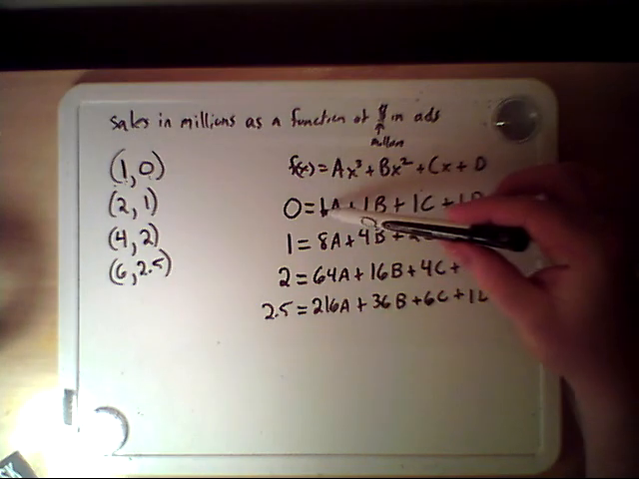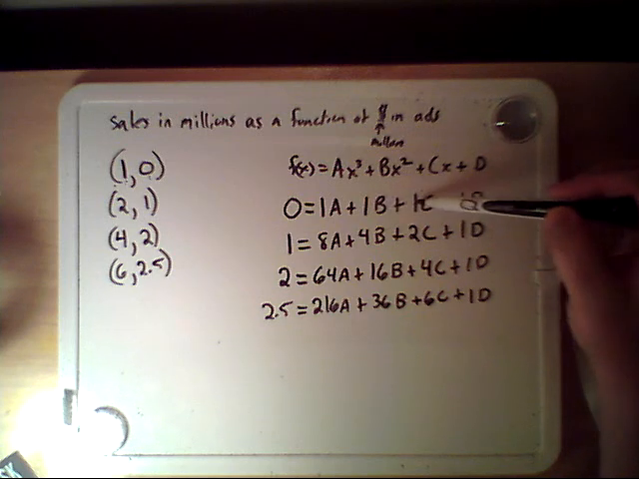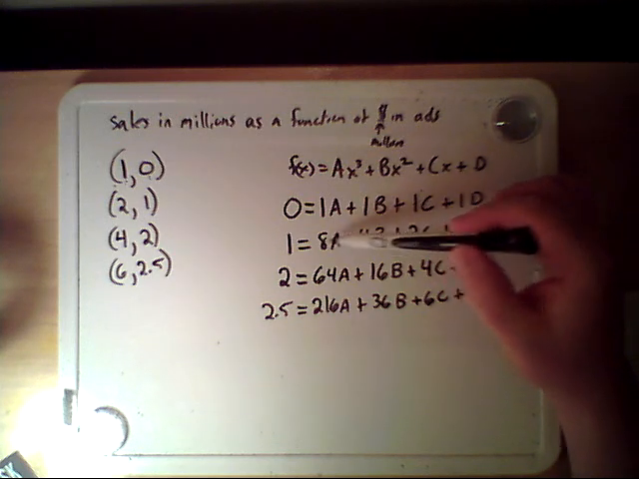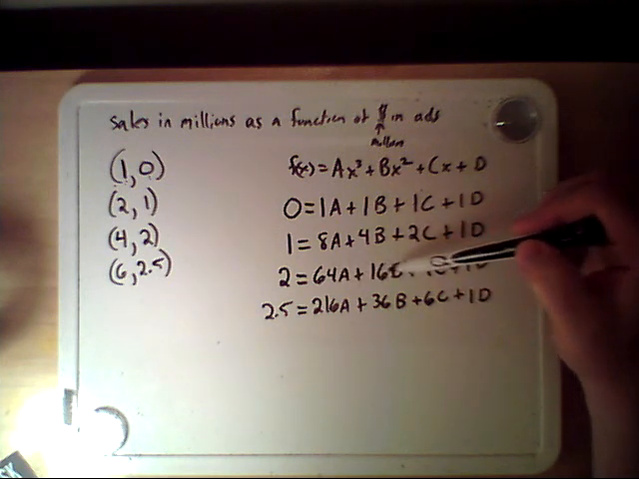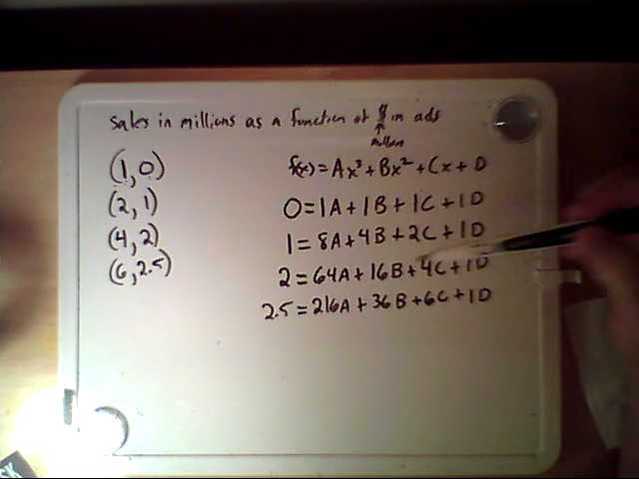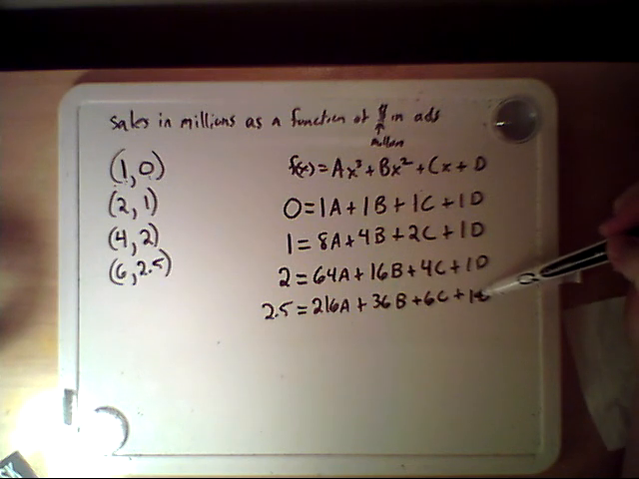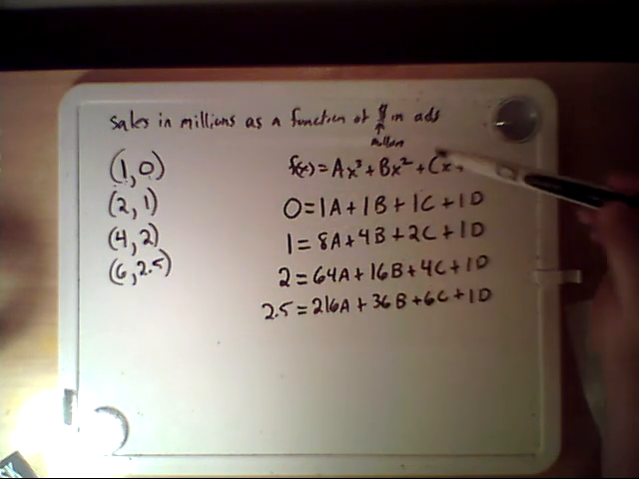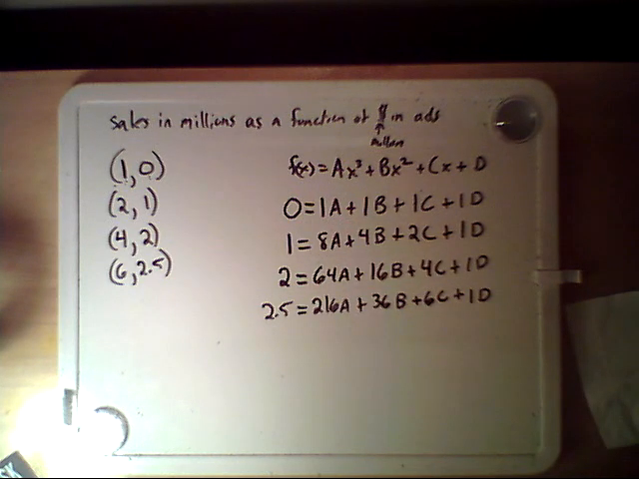Now we're going to punch each of these coefficients into our matrix editor. We're going to punch in 1, 1, 1, 1 for our first row, then 8, 4, 2, 1 for our second row, 64, 16, 4, and 1 for our third row, and 216, 36, 6, and 1 for our fourth row. And then the column on the right, you'll just punch in 0, 1, 2, and 2.5. And I'm actually not going to punch that in. I did it ahead of time.